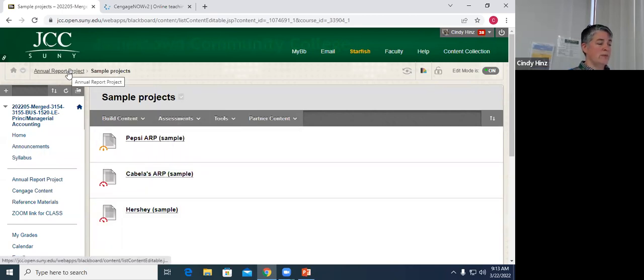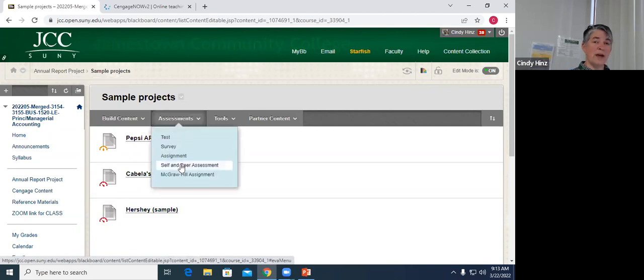All right, so if you want to see what a project looks like, if you want to steal their format, you're welcome to do that.